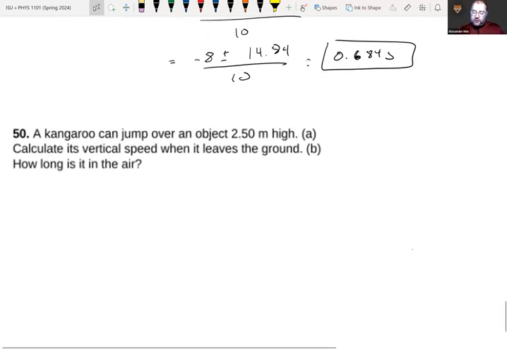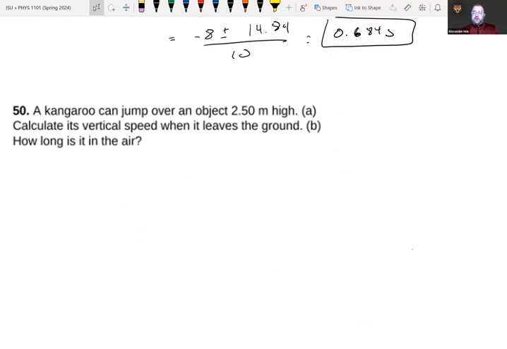All right. A kangaroo can jump over an object 2.5 meters high. Calculate its vertical speed when it leaves the ground and calculate how long it's in the air. What we want here is to define the things we have and the things we want. The first thing we have is that delta y is 2.5 meters, 2.50 meters.